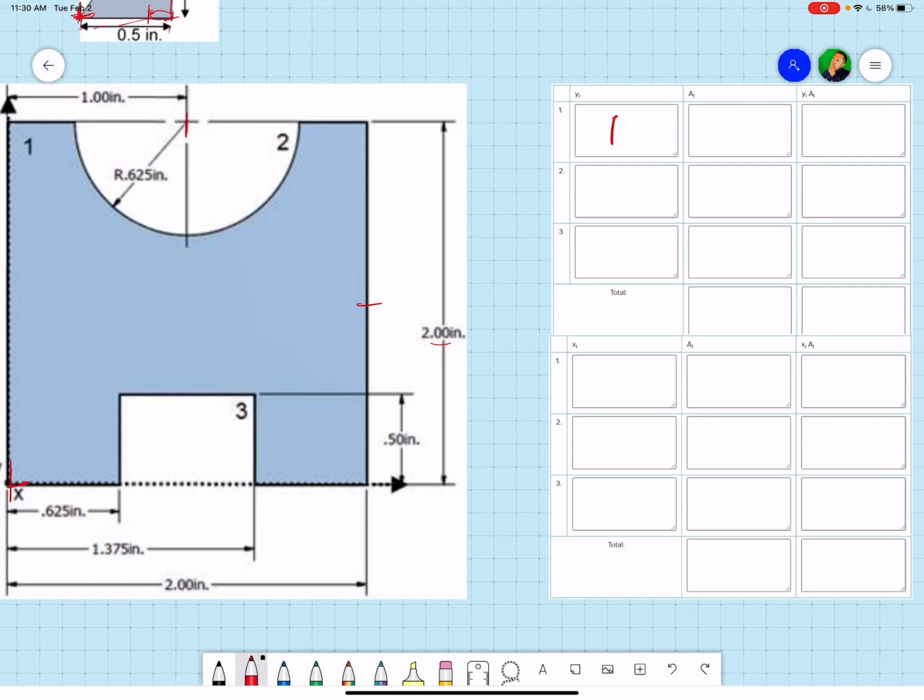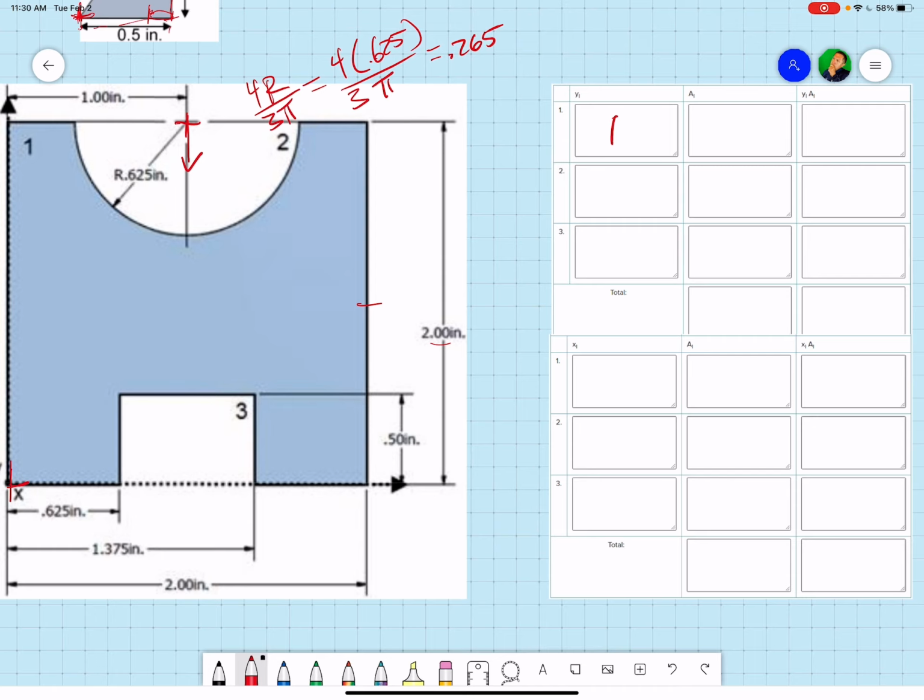So I have my y2, which is going to be, I use the formula, which is 4r, I'm sorry, not 4 pi, 4r over 3 pi. Okay, so I'm going to do 4 times my radius, which is 0.625, divided by 3 pi. I'm going to plug that in and I get 0.265.